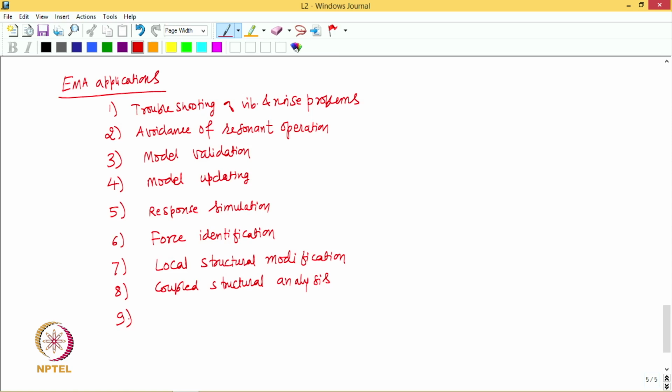Another application is in model development for active control. In active control, some of the methods require a model of the structure, and experimental analysis can be used to derive such a model and then used in the control loop.